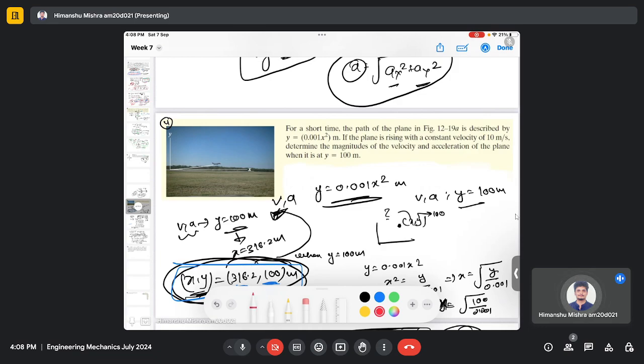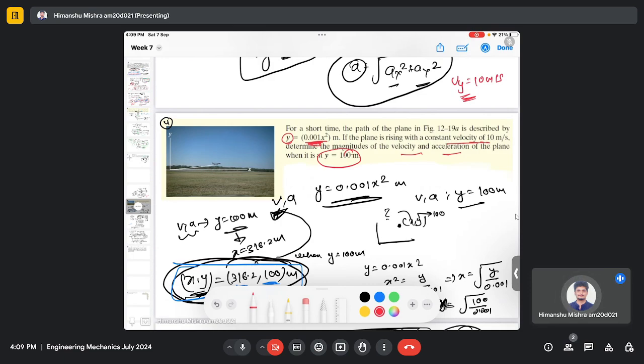Just to recap, in this question we are given the position y, which is changing using this expression. So as x is changing, y is also changing. Now it is said that the plane is rising with a constant velocity of 10 meter per second, which means your Vy is constant and it is 10 meter per second. And we need to determine the magnitude of velocity and acceleration at y equals 100 meter.